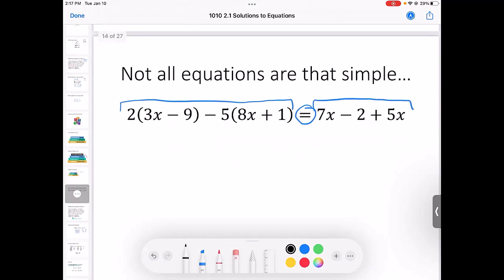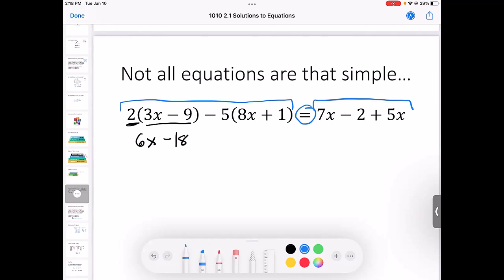So going back to this equation, if we want to simplify this expression, on the left-hand side I would notice that I have 2 sets of parentheses. So I'm going to distribute both of those. Let's start with this one. If I have 2 copies of 3x minus 9, then 2 copies of 3x is going to be a total of 6 x's, and 2 copies of 9 negatives is going to be 18 negatives.